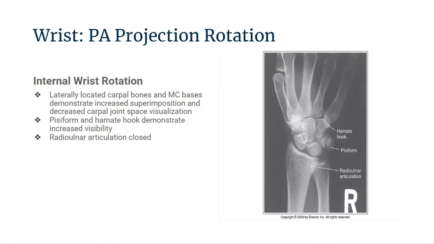Conversely, when the wrist is internally rotated, the laterally located carpal bones and metacarpal bases will show increased superimposition, which reduces the visualization of the carpal joint spaces. The pisiform and hamate hook become more visible, making these structures easier to identify. The radio-ulnar articulation is closed again due to that internal rotation. And in this case, proper positioning is crucial to avoid unnecessary superpositions of structures that we are trying to visualize in the PA projection.